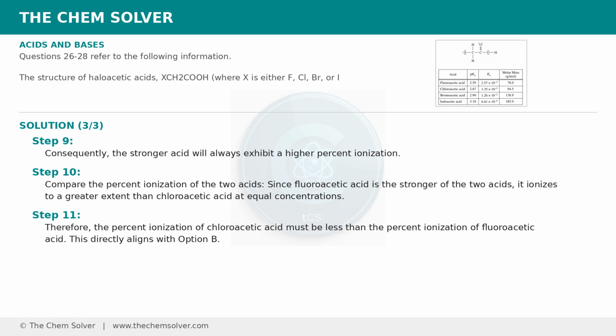Compare the percent ionization of the two acids. Since fluoroacetic acid is the stronger of the two acids, it ionizes to a greater extent than chloroacetic acid at equal concentrations. Therefore, the percent ionization of chloroacetic acid must be less than the percent ionization of fluoroacetic acid. This directly aligns with option B.